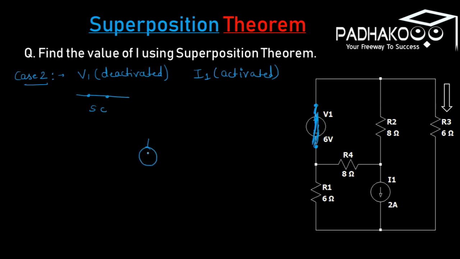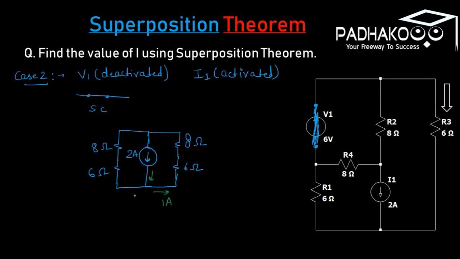Now we have to redraw this particular circuit again. We have a 2 ampere current source, and to the right of it we draw the 8 ohm and 6 ohm resistances, and to the left we draw again 8 ohm and 6 ohm. As both sides have the same resistances, by applying the current divider rule, the 2 ampere gets divided equally as 1 ampere in both branches. We take only the right branch, in which the current is 1 ampere flowing upward, in the branch which we need to determine. Our convention is from top to bottom, and therefore the value of this current is negative.